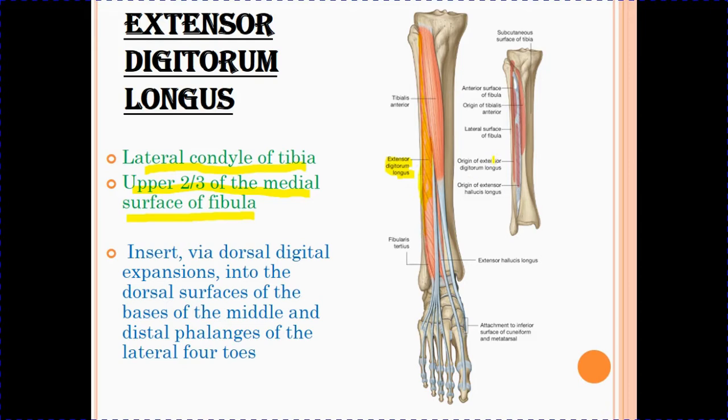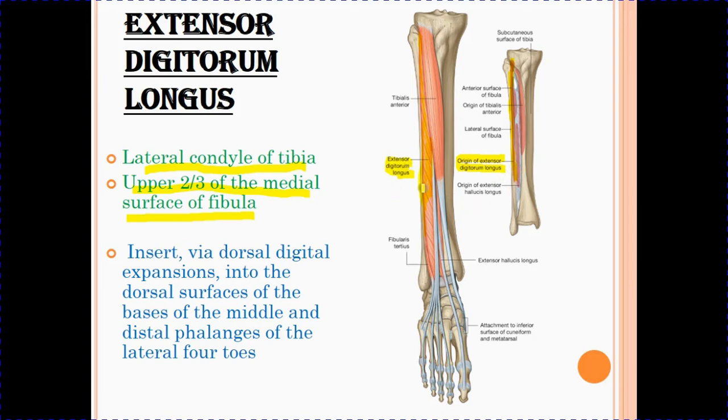We will look at the bone. This is the origin of extensor digitorum longus. You can follow from here. Extensor digitorum longus is arising from the upper two-thirds of the medial surface of the shaft of the fibula as well as from the lateral condyle of the tibia. Very clear picture of the origin.